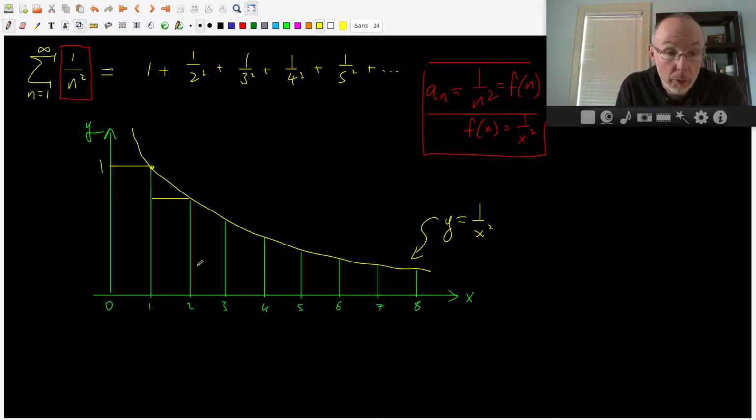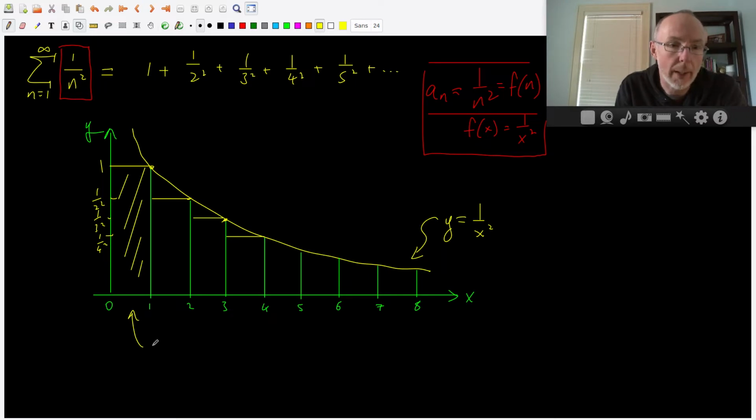And when I plug 2 into the value here, I get 1 over 2 squared. Right? And when I plug 3 into the function here, I get that point. So I'm calculating this point. This is 1 over 3 squared. When I plug 4 in here, I get this height, and this height is 1 over 4 squared. And so you get the idea. So the question is, what's the area of this?